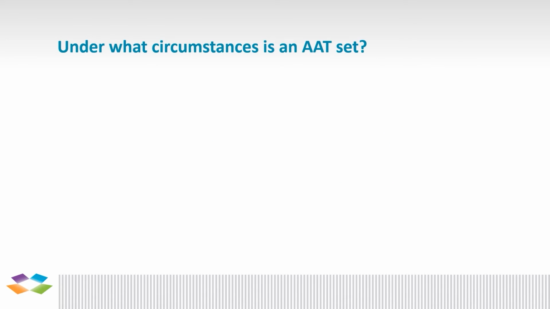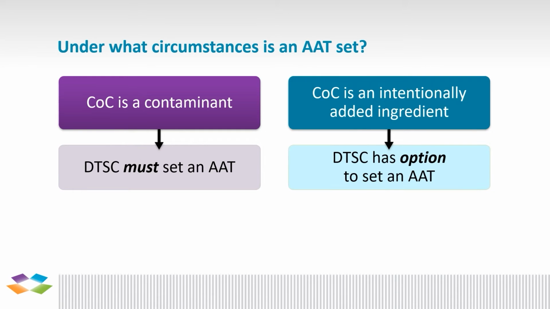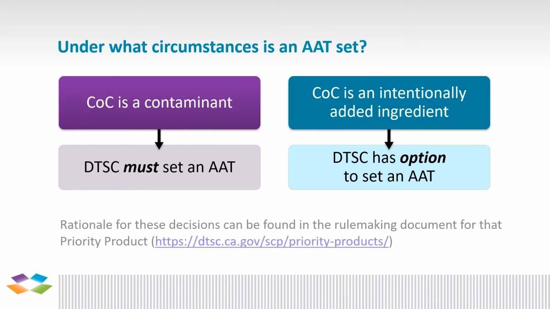Under what circumstances is an AAT set? DTSC only sets an alternatives analysis threshold under certain circumstances. We must set an AAT when the chemical of concern in a priority product is a contaminant. When the chemical of concern is an intentionally added ingredient, DTSC has the option of setting an AAT. The rationale for these decisions will be explained in the rulemaking documents for that priority product.